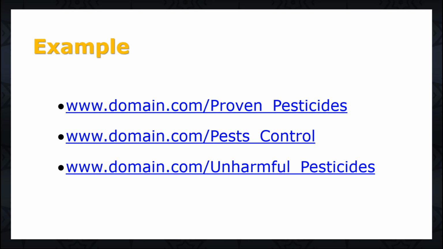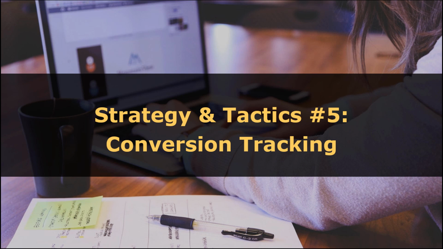www.domain.com/proven-pesticides. www.domain.com/pests-control. www.domain.com/unharmful-pesticides. Mastering these will increase your click-through rate, CTR, which in turn will boost your quality score and lower your cost per click, or CPC.